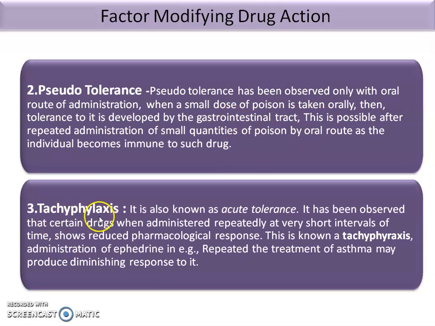The next factor is tachyphylaxis. Tachyphylaxis is also known as acute tolerance. It has been observed that certain drugs, when administered repeatedly at short intervals of time, show reduced pharmacological responses. That means if we take the drug at short intervals, it reduces its pharmacological response and produces tolerance. It is known as tachyphylaxis. An example is the administration of ephedrine. For example, repeated treatment of asthma may produce a diminishing response to ephedrine.